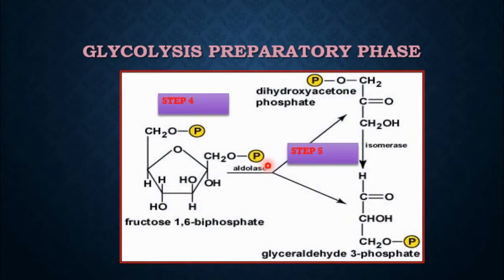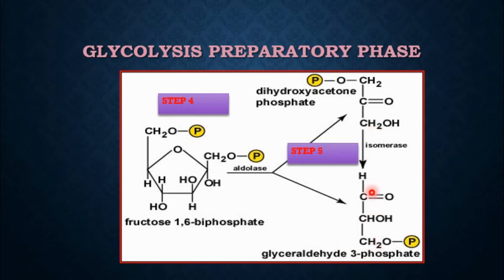The next step, that is the 4th step, here you will see the splitting up of fructose 1,6 bisphosphate. Children, this biphosphate can also be called bisphosphate, both are the same. So now the 6 carbon fructose is going to get split up into two 3 carbon molecules. The first molecule is called dihydroxyacetone phosphate and the second is called glyceraldehyde 3-phosphate.